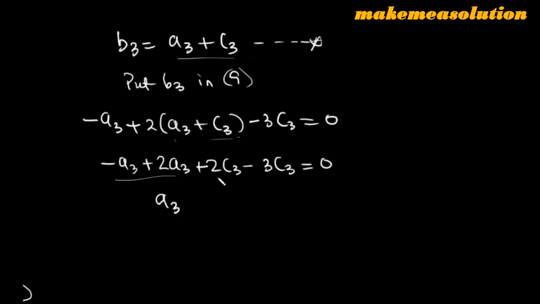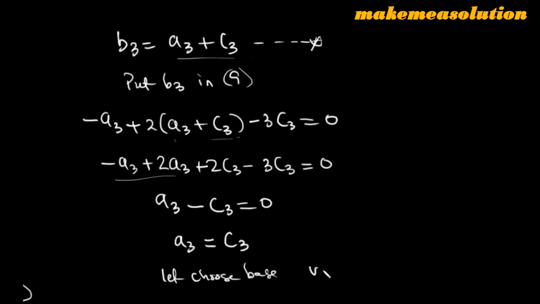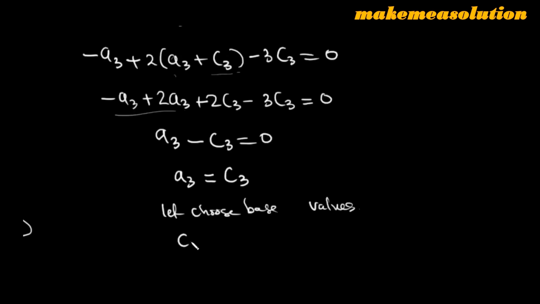Then 2C3 minus 3C3 is going to give you minus C3 equal to 0. So by solving this last equation, A3 is equal to C3 again. So let's choose base values. I can choose a random value. For instance, I can say C3 is equal to K. If C3 is equal to K, A3 is equal to K as well. So my B3 is A3 plus C3, which is K plus K, which is going to be 2K.